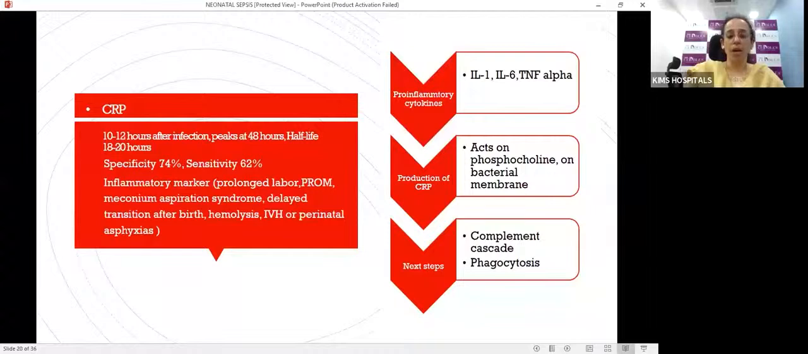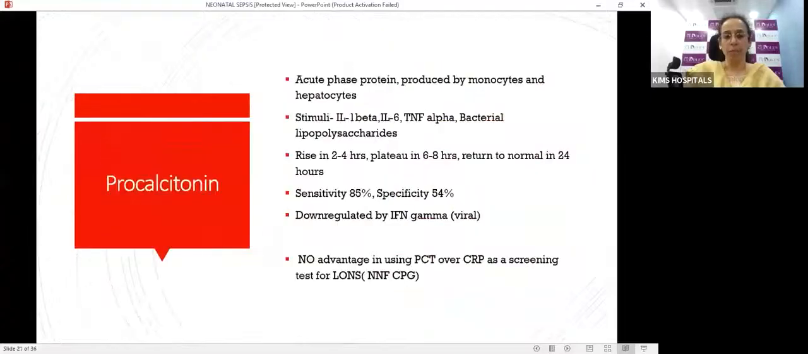CRP is not only a marker of infection, as we all know, it is also an inflammatory marker which rises following prolonged labor, prolonged rupture of membranes, meconium aspiration syndrome, delayed transition after birth, hemolysis, IVH, and perinatal asphyxia, many of which are non-infective causes. So a single value of CRP cannot be taken to initiate antibiotic therapy.